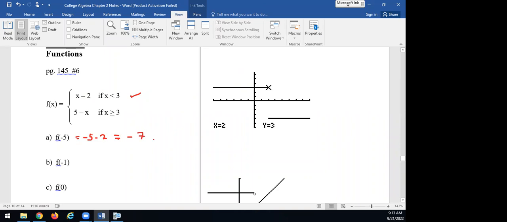-7. Now, f of -1, which of the functions do I use? Is it the first or the second? The first one, because -1 is also less than 3. So that's going to be plug -1 where the x is, so -1 minus 2. What does that give us? -3.